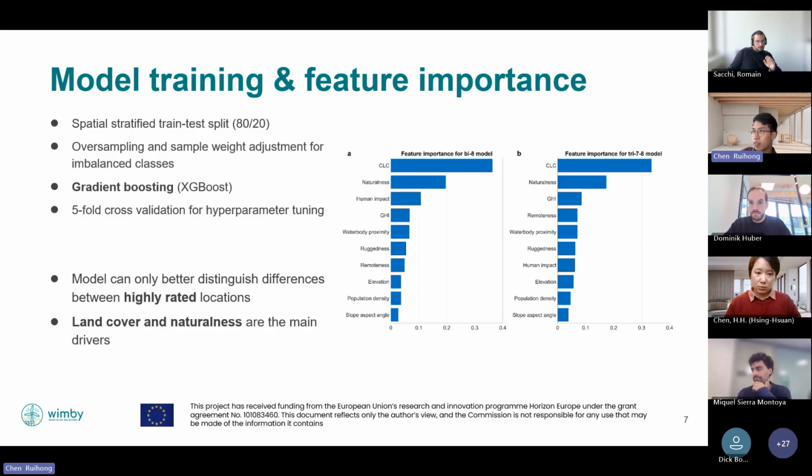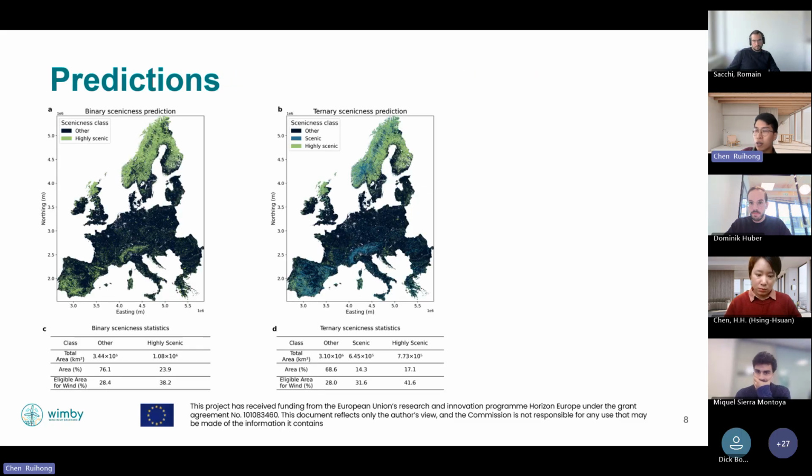Yes, so enough of the training. Then we go to the final predictions. So here is the final output of the machine learning model. We make predictions across the whole Europe. That's either binary 0 and 1 or ternary 0, 1, and 2. So it's highly scenic, others, or highly scenic, scenic, and then the rest.